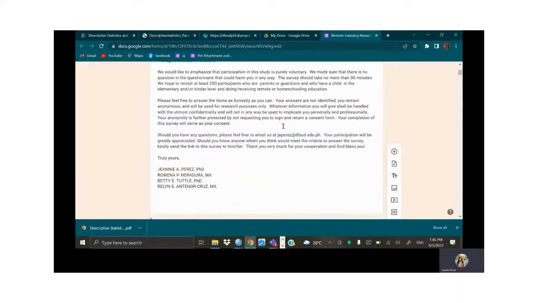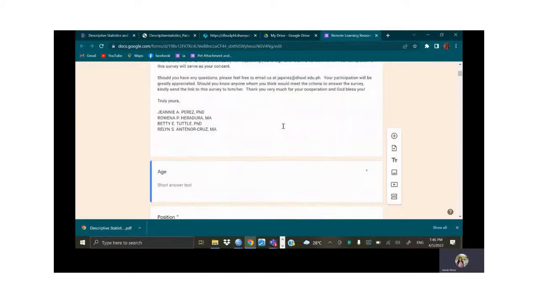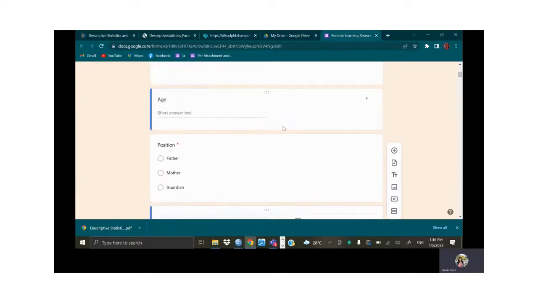So this is how I did my Google form. I have sent this Google form survey to my friends and other people who could be respondents in this research. So I have sent this through social media, through Facebook, Messenger, and email. So I have sent this data gathering survey online.